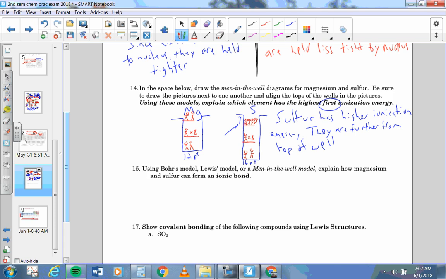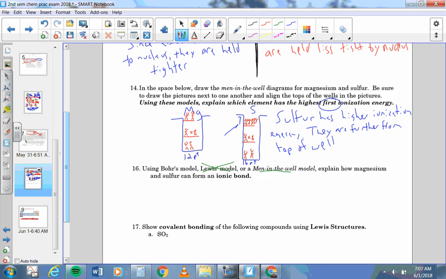Okay, next question. Using Bohr's models, Lewis models, or a men in the well model? Okay, which model do I use? I don't like Lewis model as much for ionics. I think it works better for covalent or molecular bonding. The men in the well certainly could work, but I already did that, and it's up there, and it says I have to draw a model.